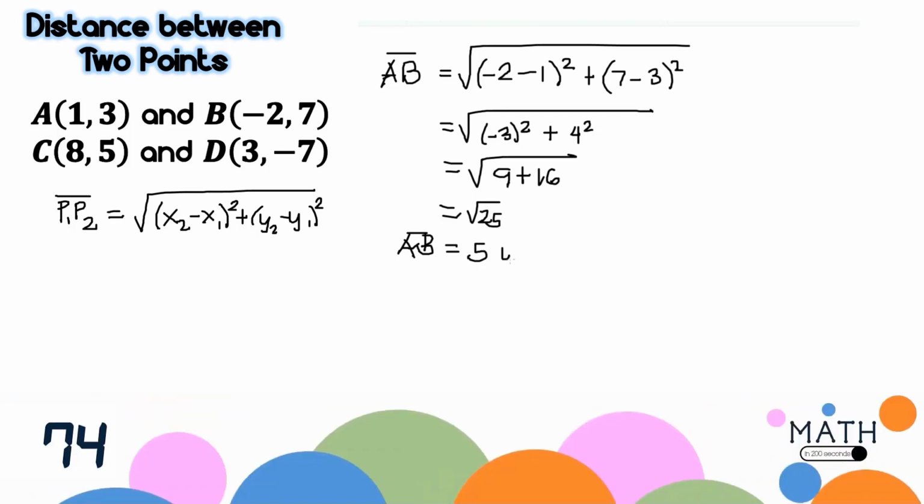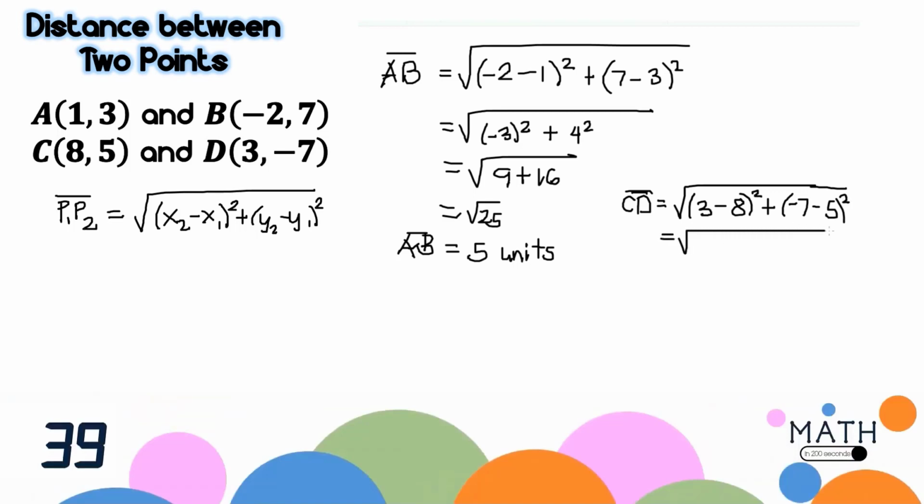Similarly, if we're solving for C and D, let's consider D as our second point and C is our first point. So the x coordinate of D is 3, and then you have minus 8, the x coordinate of your C. You take the square of it. As mentioned earlier, it doesn't matter which comes first, as long as if you start with the second coordinate here, you also start with the second coordinate for y, because if you're going to interchange one or the other, you will have an incorrect result.